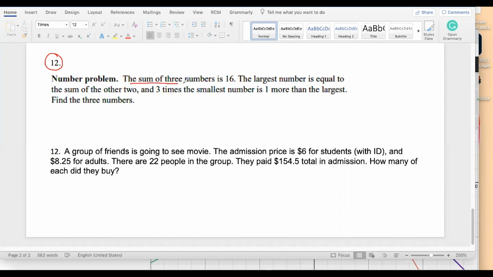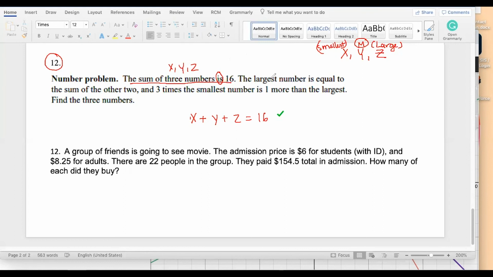All right, the sum of 3 numbers is 16. Let's make our 3 numbers X, Y, and Z. Because Z is the last letter, I'm going to make Z the largest number. So I write it on the side: large. And X will be the smallest number. And then obviously M will be for medium or middle. So when you add all 3 numbers together, you get 16. So X plus Y plus Z equals 16. Got the first equation. X plus Y plus Z equals 16. That's the first one.